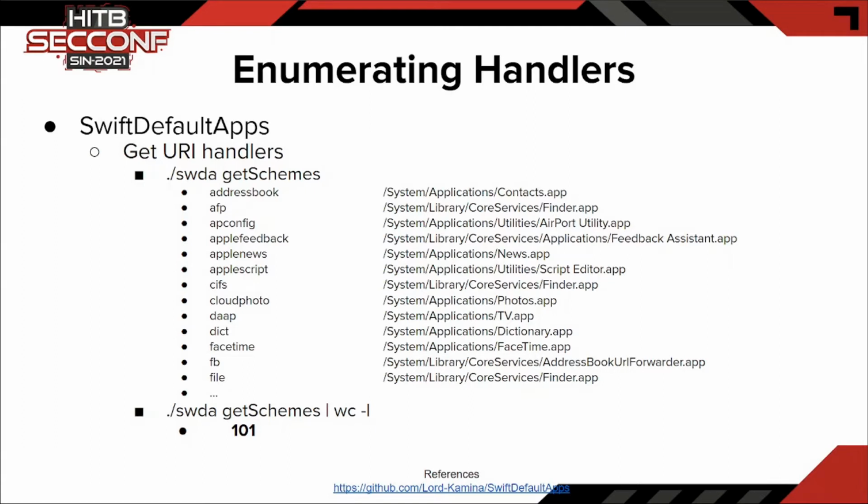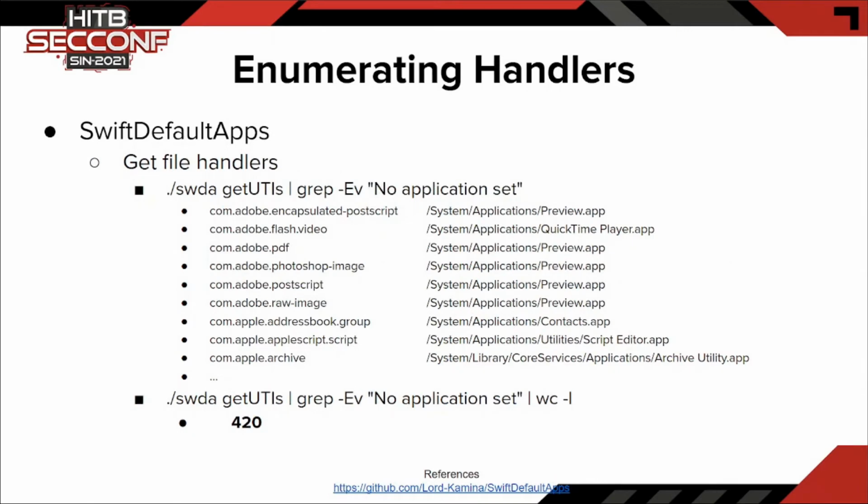As far as file handlers go, you can also get the UTIs, and you can map those to the different apps. So you can see, okay, as far as file formats go, what is the attack surface? We can get a pretty good picture of that. Quite a few of those, 420 different formats. Again, Mac is, yeah, it is the multimedia world for sure.